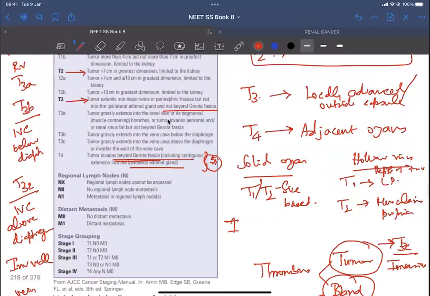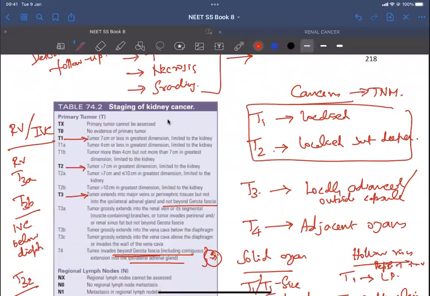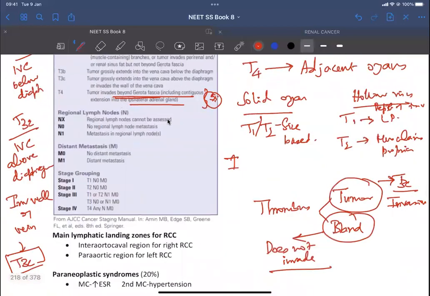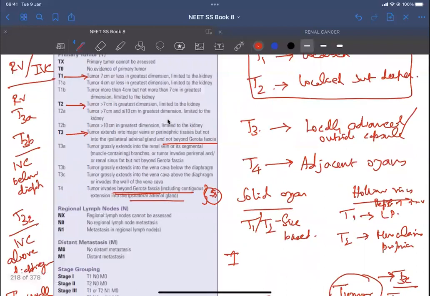Hope this is clear. Just a recap again. T1, anything less than 7 centimeters. T2, anything more than 7 centimeters. Then coming to T4, if it goes beyond the Gerota's fascia, it's T4. If it involves the adrenal gland, it's T4. T3 is in between. And the only important part in T3 that you have to remember in renal tumors is involvement of the renal vein or IVC. If it's just the renal vein, it's T3a. If it's IVC below the diaphragm, it's T3b. IVC above the diaphragm is T3c. Any invasion of the wall of the vein, it becomes T3c.